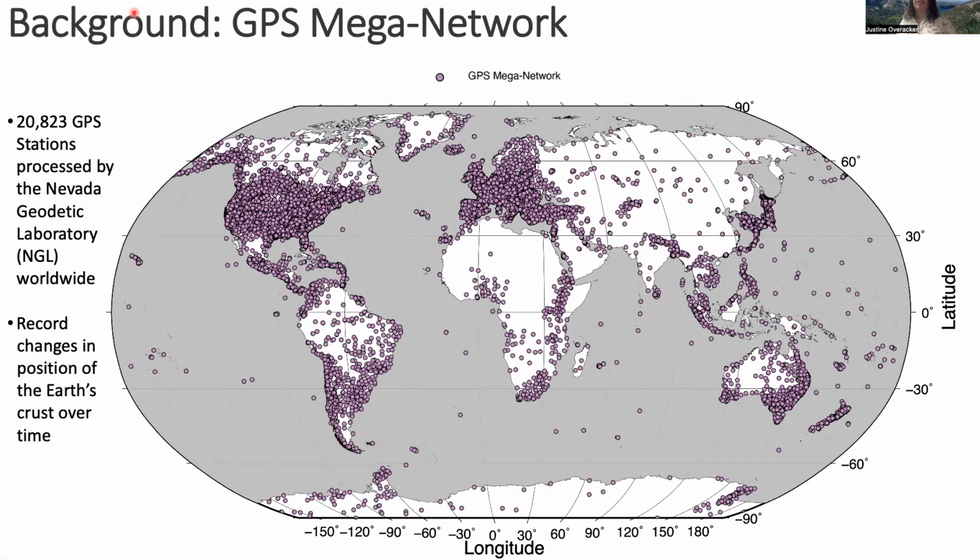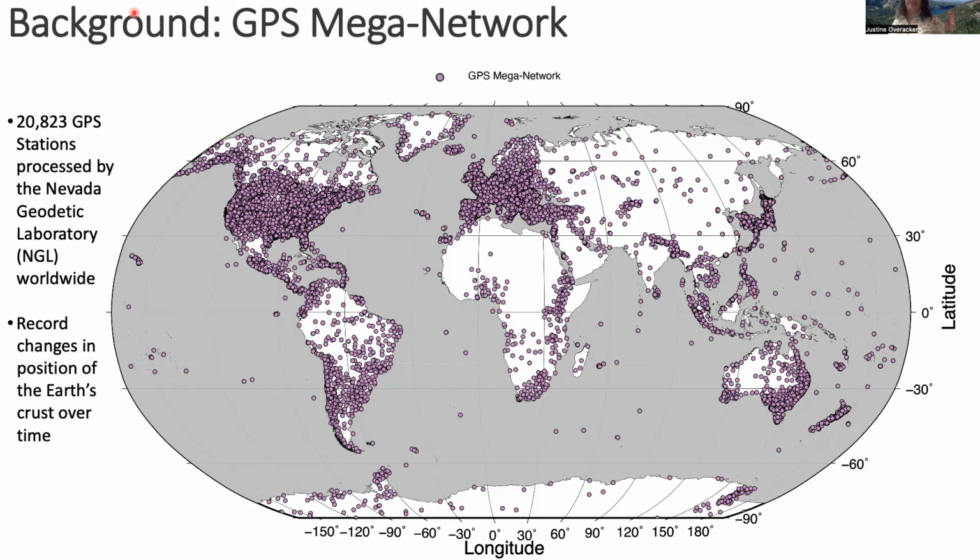So this map shows the GPS mega network in purple circles. It's an amalgamation of several hundred regional networks of almost 21,000 GPS stations worldwide. And this map here shows that the GPS stations are not evenly distributed around the globe, but in general, they're located around plate boundaries and tectonically active areas.